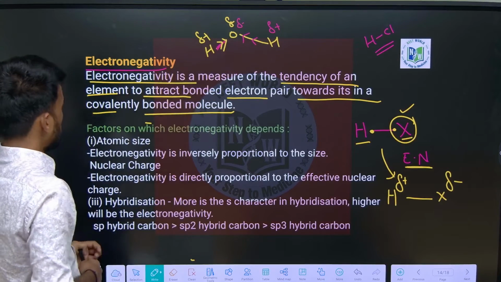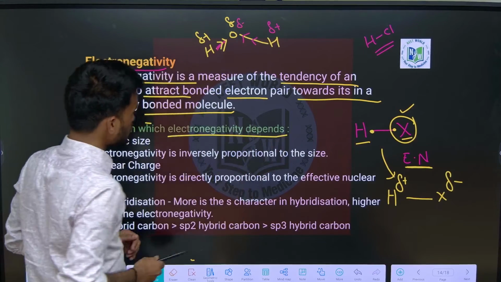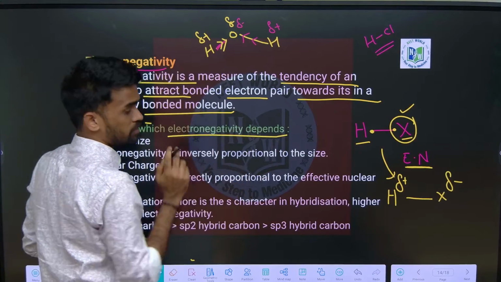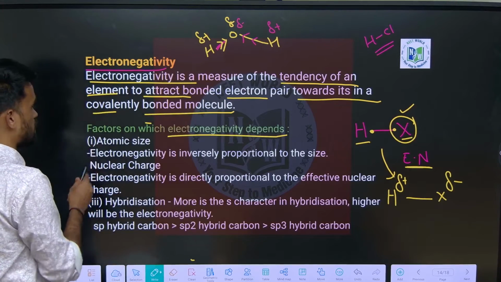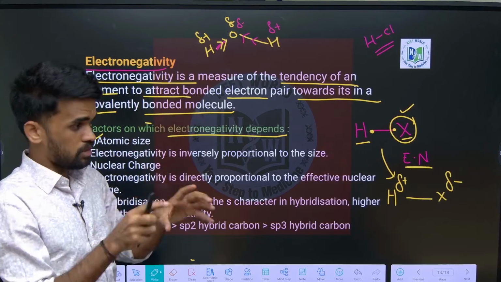Okay, next, what are the factors on which electronegativity depends? The first factor is atomic size. So what do we mean by atomic size? How much size it has?